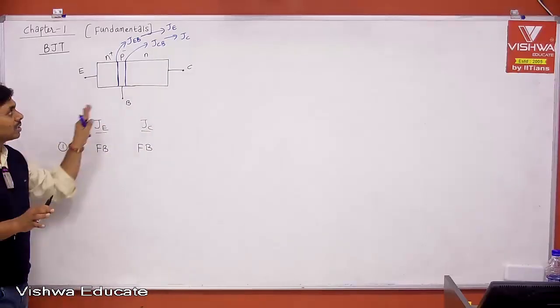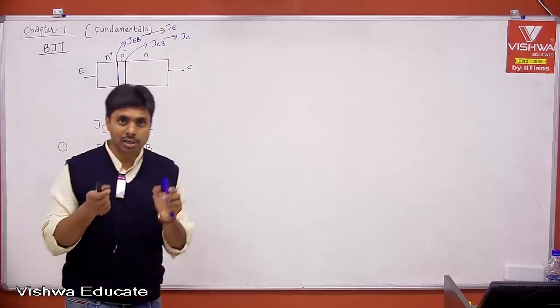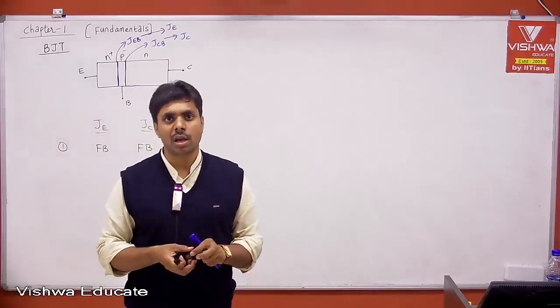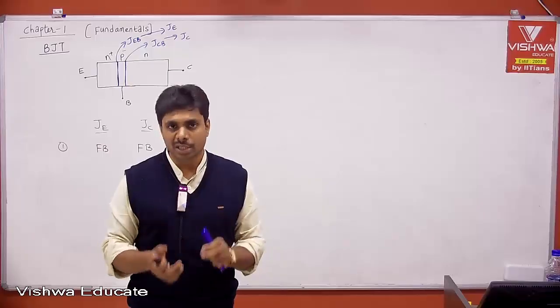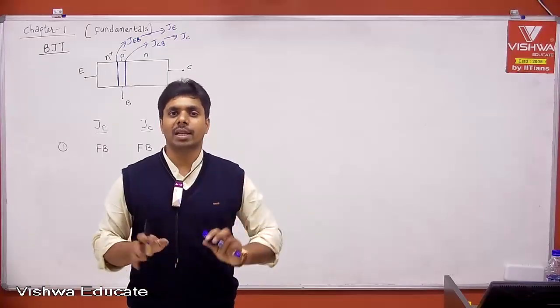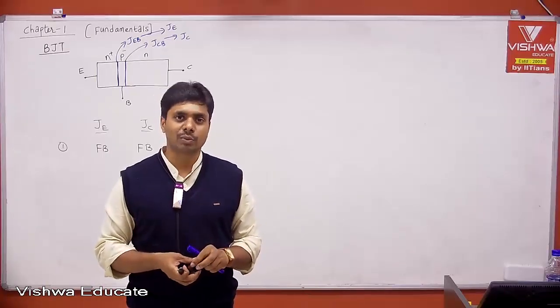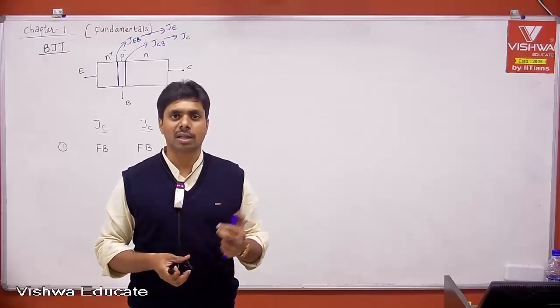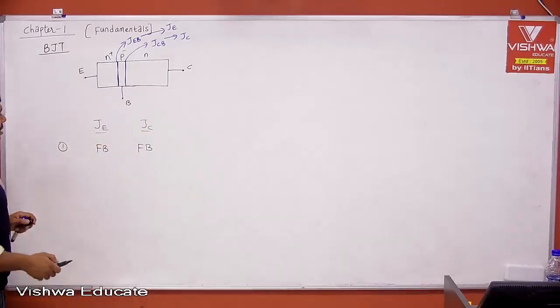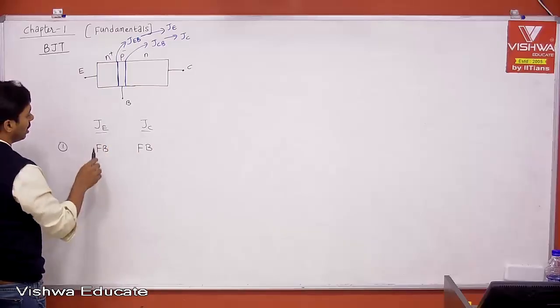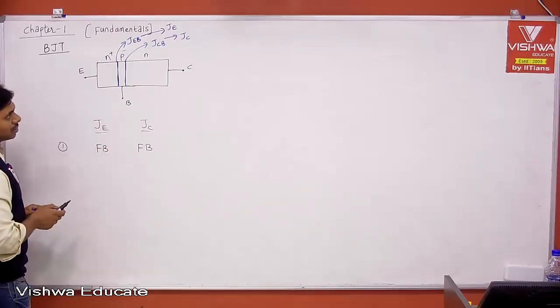Here I'm using the second approximation. I'm considering the V gamma of both the junctions, and I'm not going with the ideal model. You can go ahead with the ideal model, but with respect to practical circuits, going with the second approximation is more than enough. For that we need the cut-in voltage, that is nothing but your V gamma. Now, when I say this is JE and this is JC, both are in forward bias.